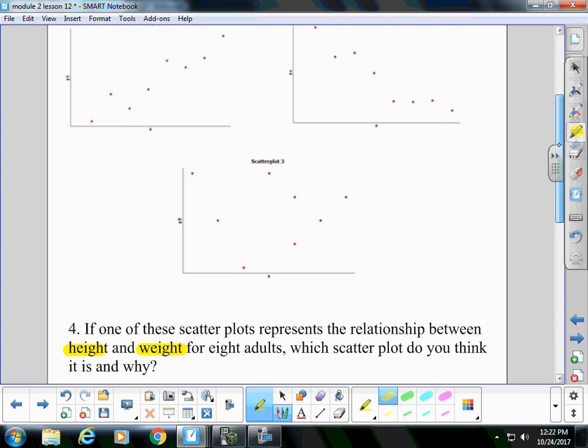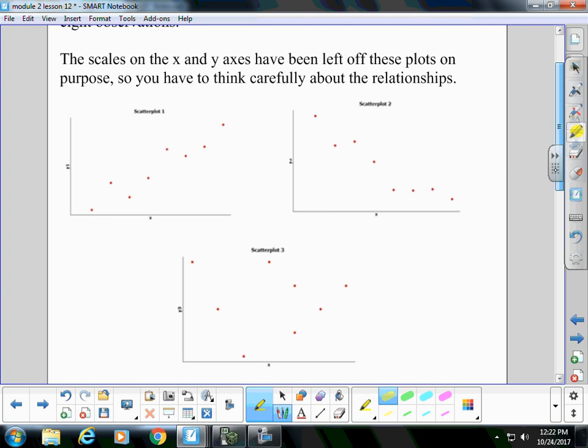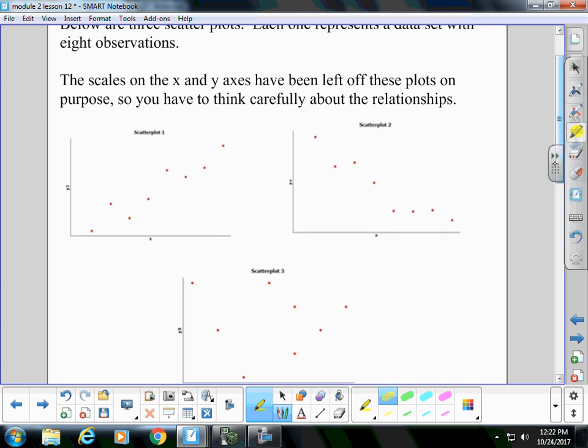Thinking about that, which one do you think would represent height and weight, math scores versus height, and fuel efficiency versus weight? Okay, well this one's clearly a positive relationship. That means both things are increasing. So this one's positive, whereas this one's negative.